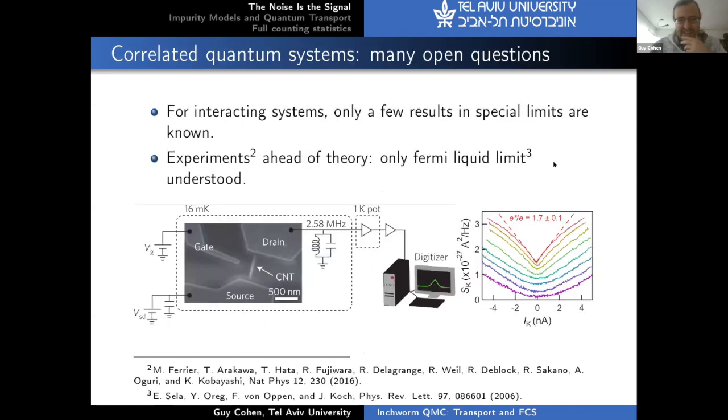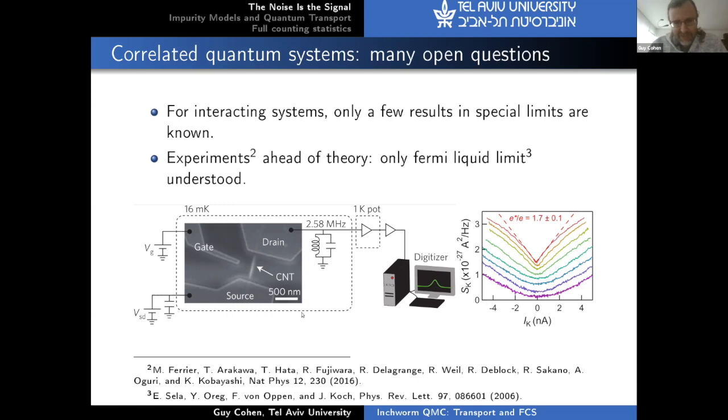It's nice, but what about interacting systems? It turns out that not that much is known. It's often very hard to calculate shot noise, and it's certainly hard to calculate higher moments of things like currents. But experiments actually do pretty well. We just had a mention of experiments in cold atoms. There are a few other things that have been done there.